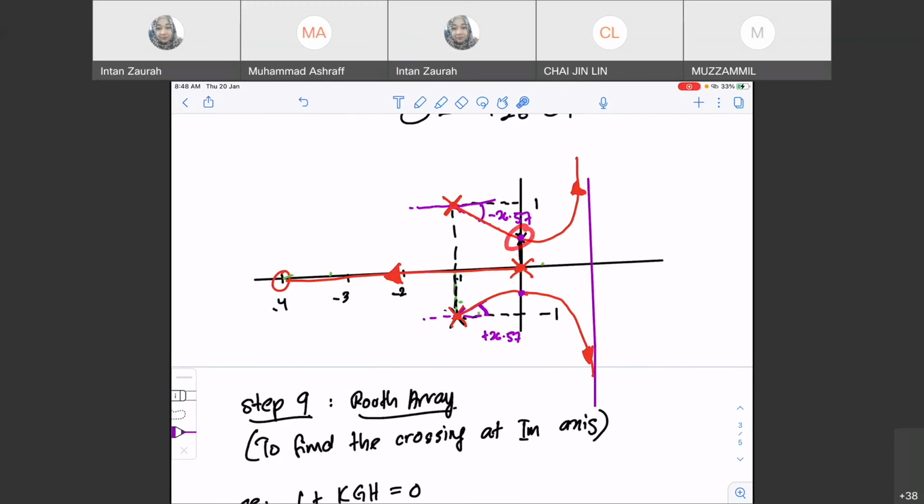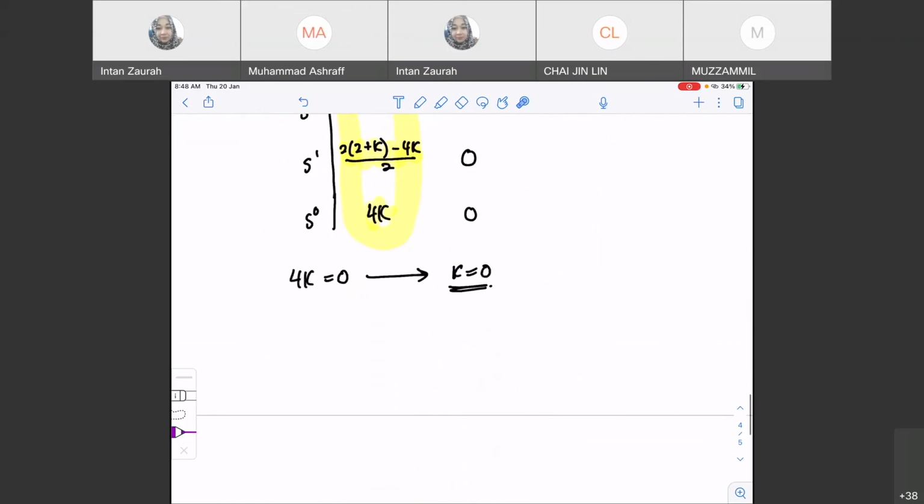But not this one. Your k cannot be 0 at that point, at your crossing of the imaginary axis in the middle of the locus. At the middle of the locus, k cannot be 0. Why? Because k is already 0 at the beginning of your locus. So when you increase the value of k, it starts to move in. So of course, in the middle of the way, k cannot be 0. Okay, so then we ignore this one.